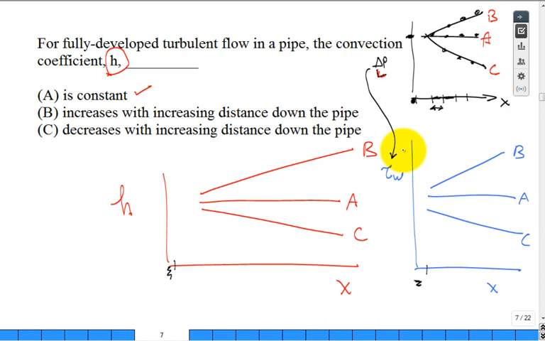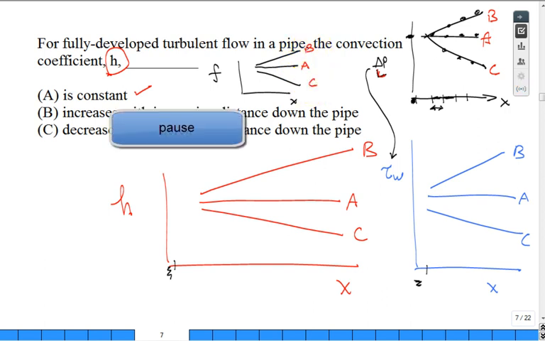One more question. Friction factor. The Moody diagram, friction factor, right? We spend a lot of time on that. As a function of length down the pipe, it's fully developed. Does the friction factor not change? Is it constant, or does it go up, or does it go down as I go down the length of the pipe? A, B, or C? What is the friction factor doing?